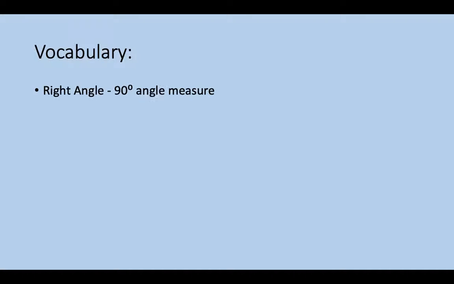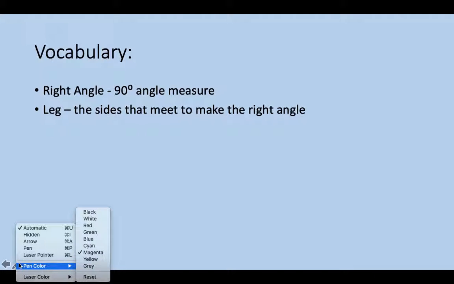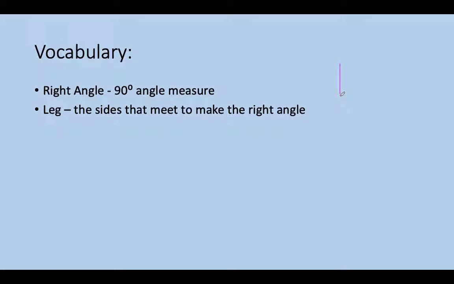So vocabulary. I'm going to go through these a little bit quickly, but what I want you to do is pause the video when I get to the end and write all these definitions down. Okay, so right angle: 90-degree angle measure. That is the definition of a right angle. The legs, I briefly talked about them, but to give you a more specific picture, the legs are both the sides that meet to make the right angle.